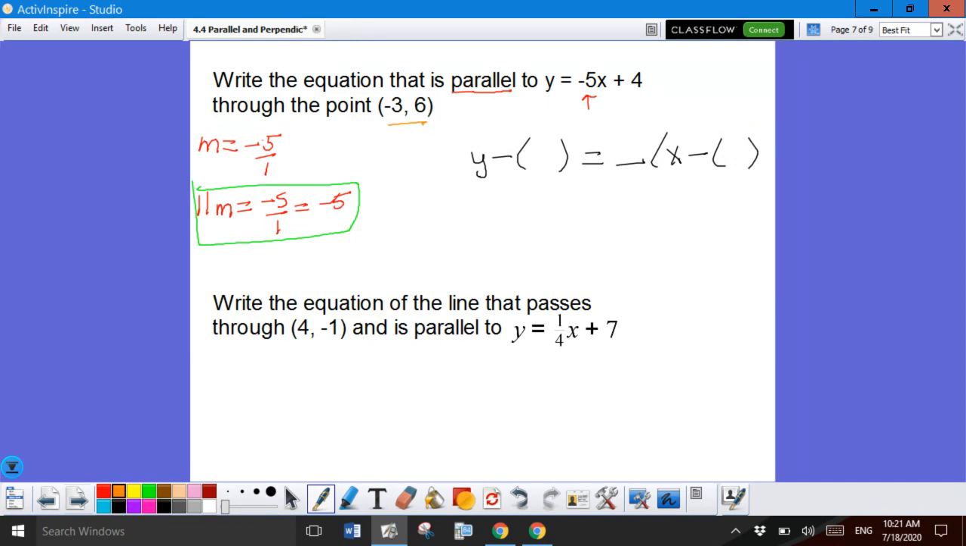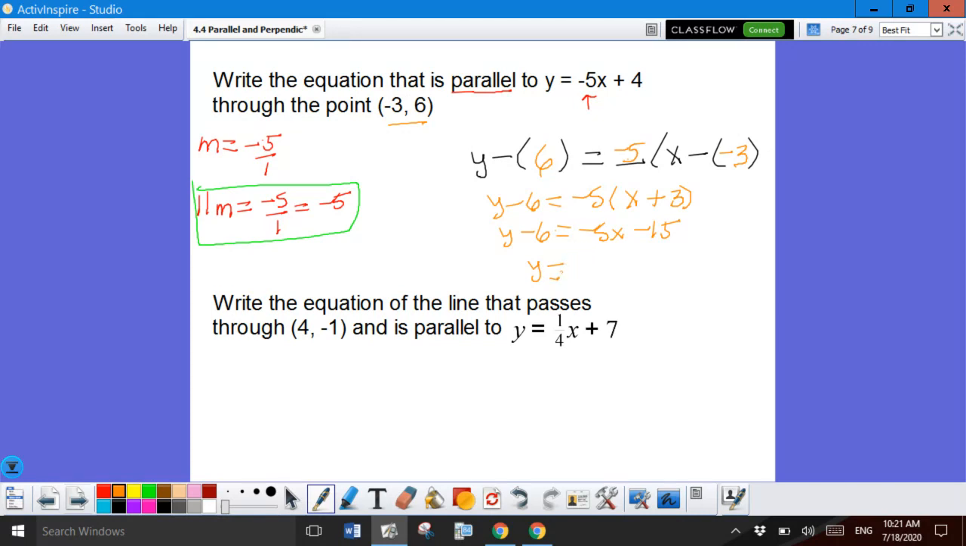And here are my x1, y1. So I've got a 6, I've got a negative 5, and I've got a negative 3. And the rules still hold. Rewrite, watch your double negatives. So y minus 6, the negative 5, x plus 3. y minus 6 equals negative 5x minus 15.